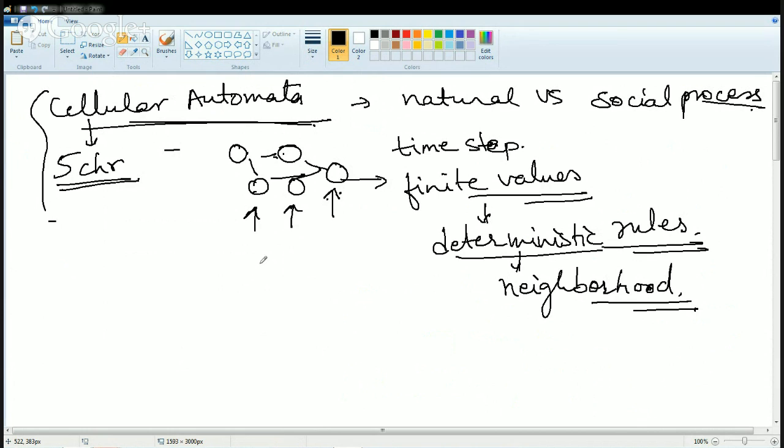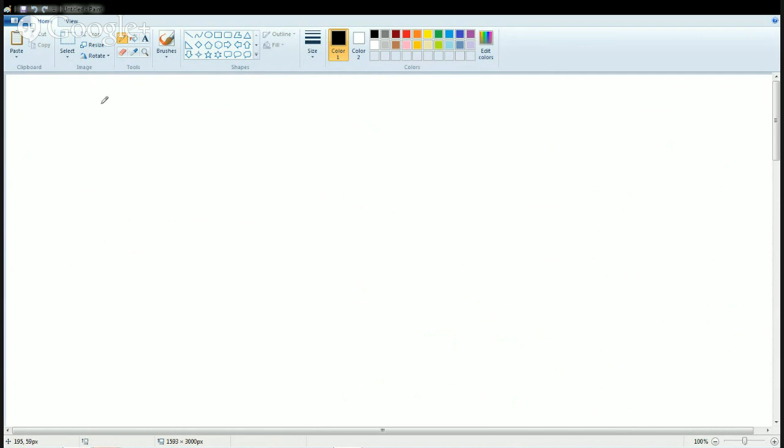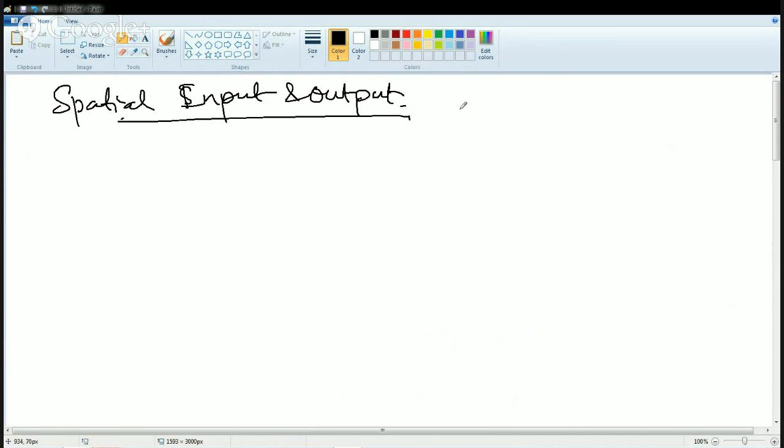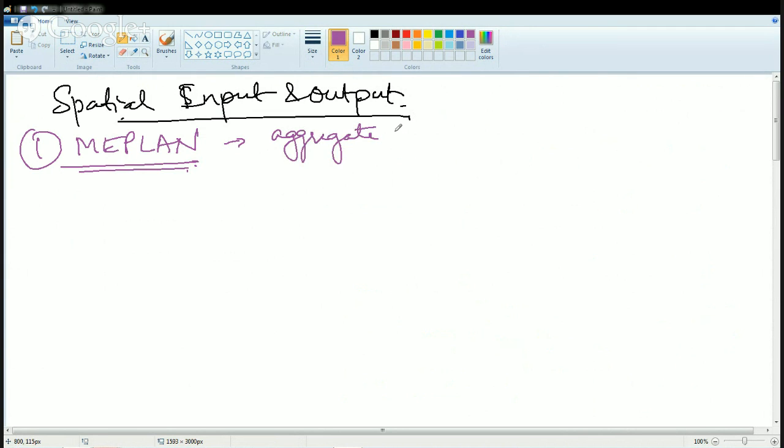The next concept is based on spatial input and output models. So under the spatial input and output models, there are again four basic models that we will be talking about today. First is MEPLAN. This is a kind of interaction between the market and the transport. So it's a kind of aggregate model which talks about interaction between market and the transport facilities.